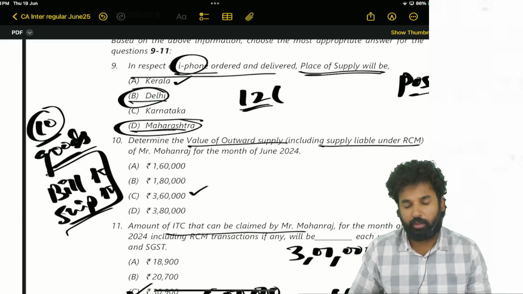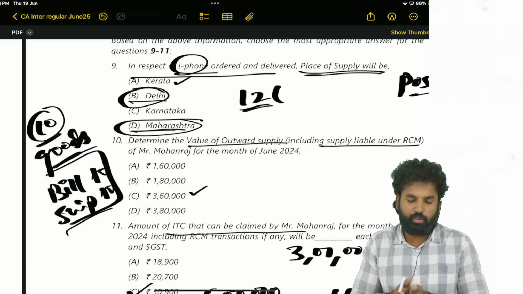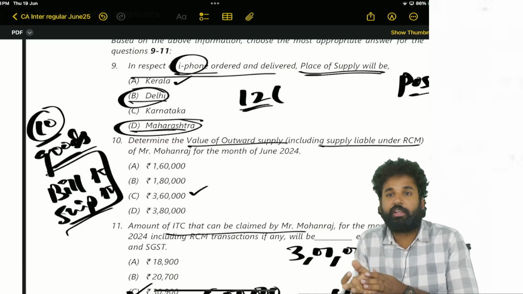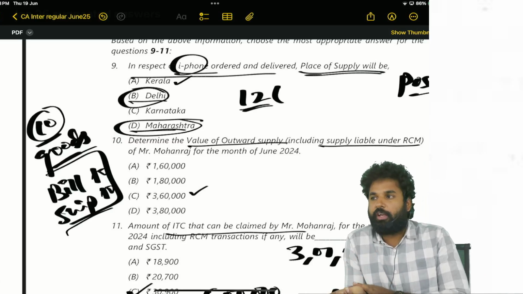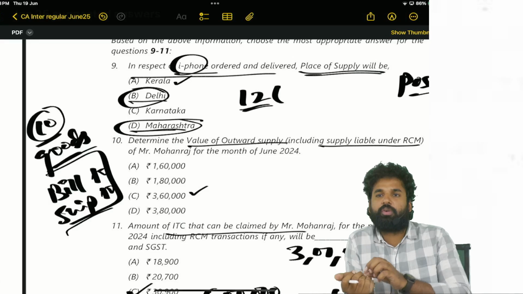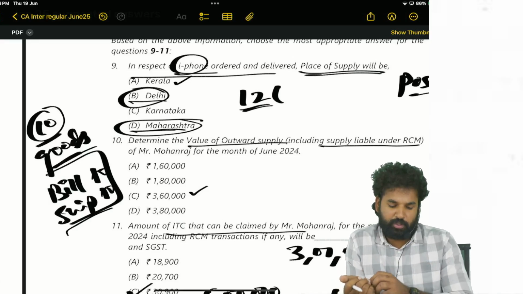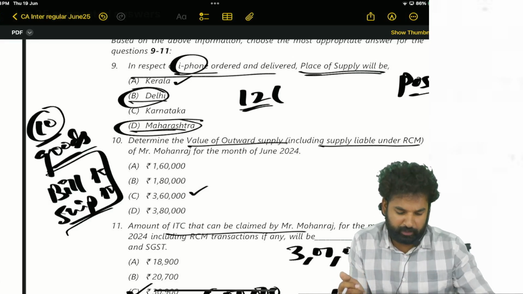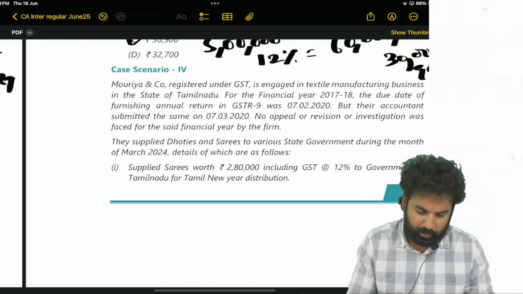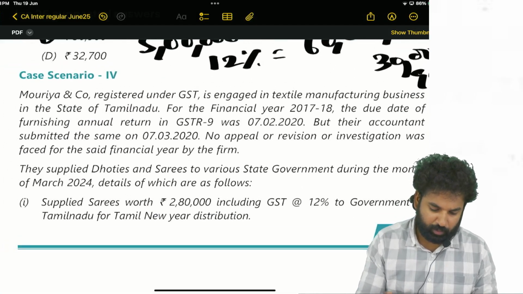Then why? The place where the goods are handed over means that is in case of courier service, transportation of goods. In such cases, the place where goods are handed over to the courier for further transportation. In this case, it won't be like that. Okay, we'll check up. Next scenario you see, Maurya and Co.